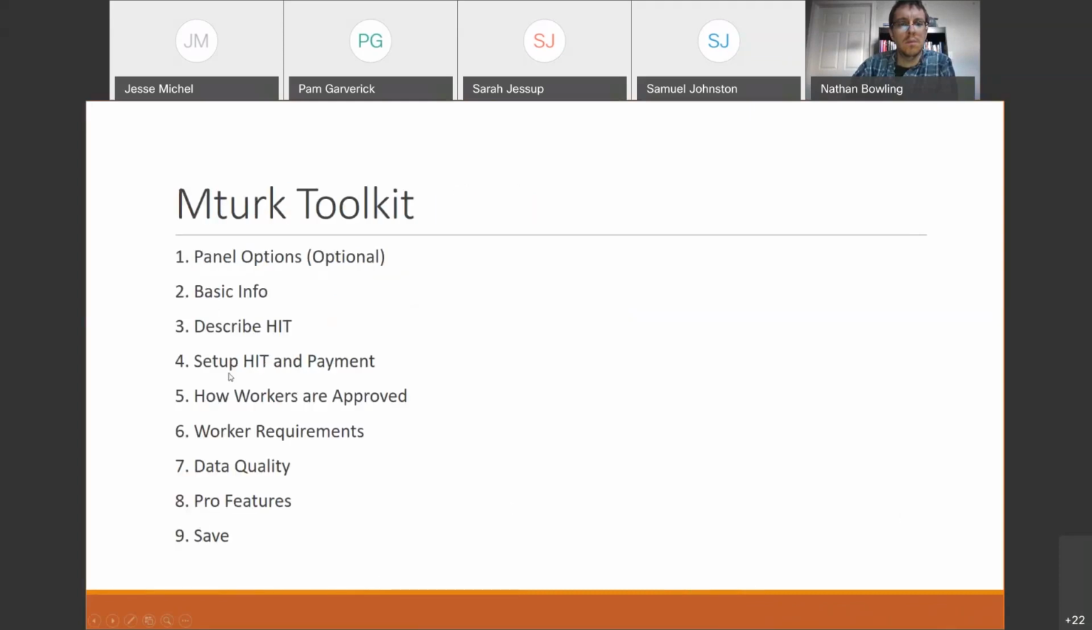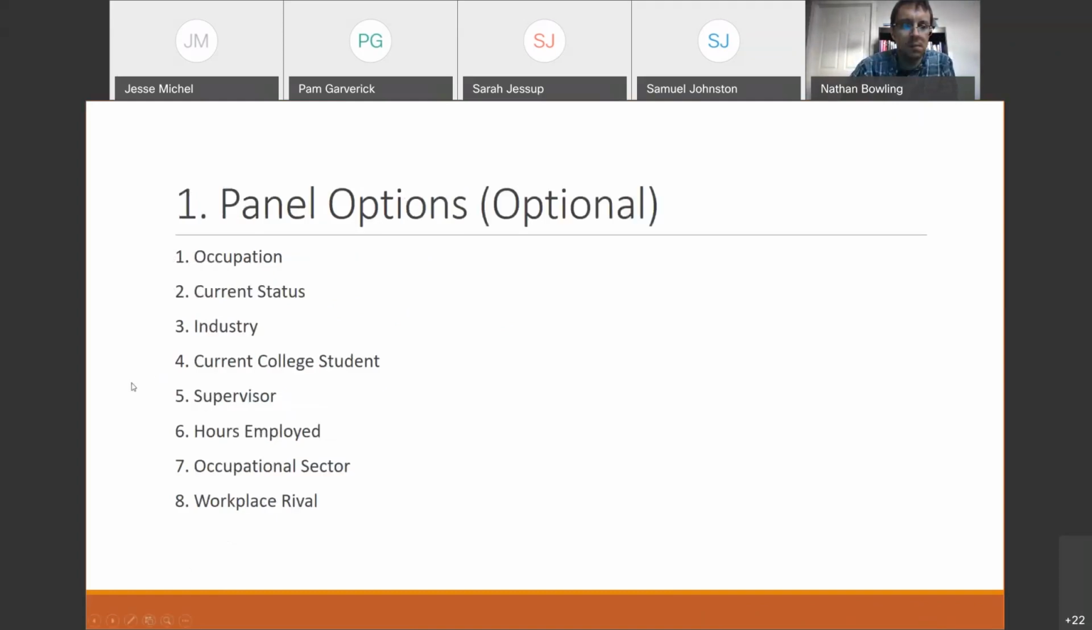So the Mturk Toolkit basically breaks Mturk down into an even more user-friendly interface. I think, Nathan, we talked about it. You used this once. So basically, it breaks it down into these 9 tabs. And the first one is optional, and that just corresponds to all those Mturk categories that you pay for, right? Those 5 to 50 cent categories.